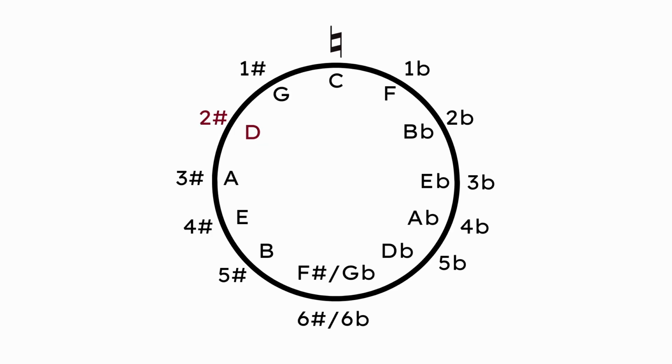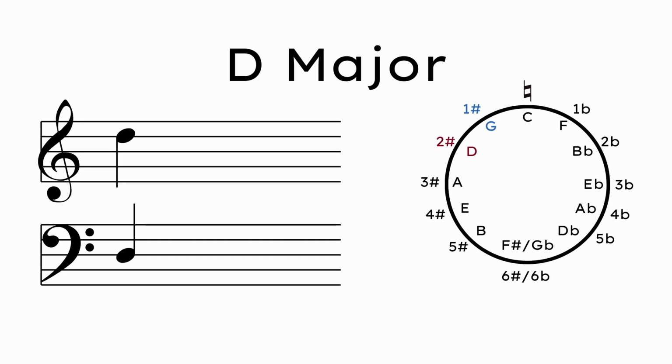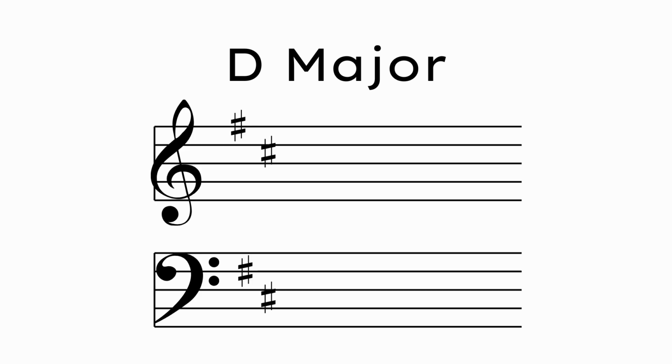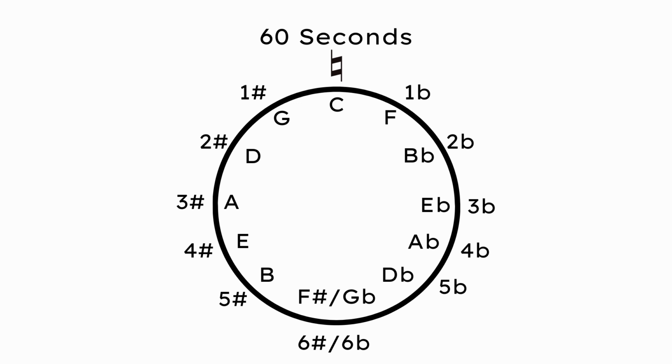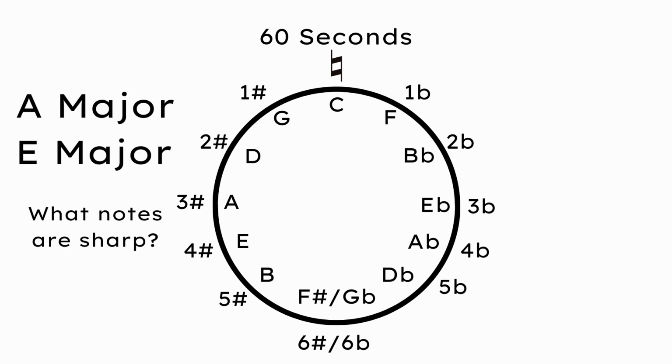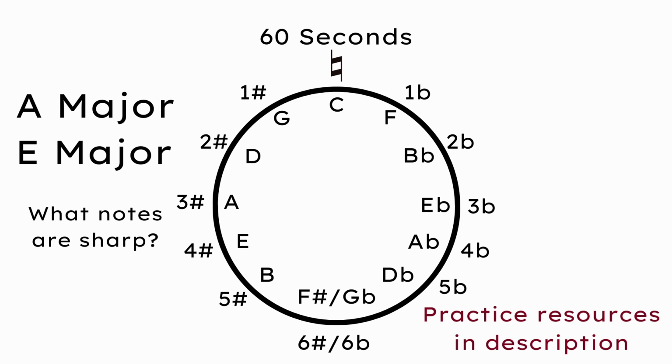The key of D major has 2 sharps according to the circle of fourths. So it has all the sharps of G major, which is just F sharp, and then the note that is 1 letter before the tonic of D, which is C, will also be sharp. So in the key of D major, the 2 sharps are F sharp and C sharp. In the next 60 seconds, try to figure out what notes are sharp in the keys of A and E major. Again, if you're only able to do one, or if you can't figure out any of them, that's okay. I'll provide some practice resources in the description to help you.